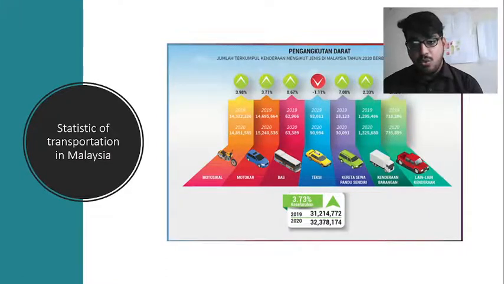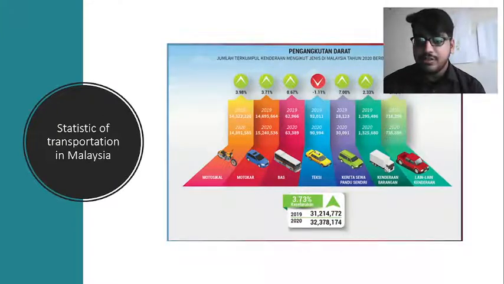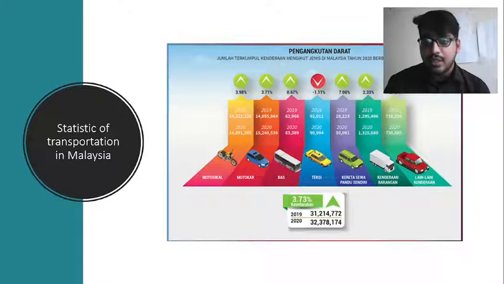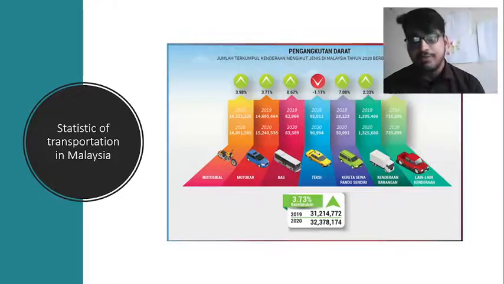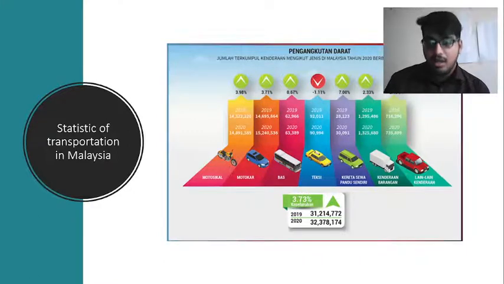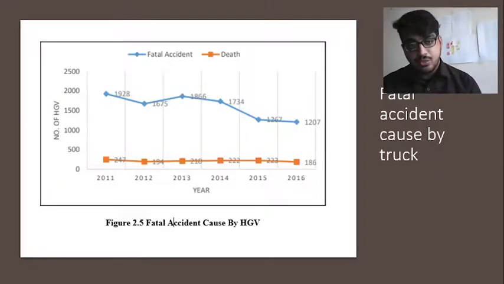And as we know, the lorry or truck has a huge blind spot, and this can create an accident between any of these vehicles. As we can see, in 2020 alone, there was an increase of 100 thousand in registered lorries. As we know, fatal accidents caused by trucks are actually happening.